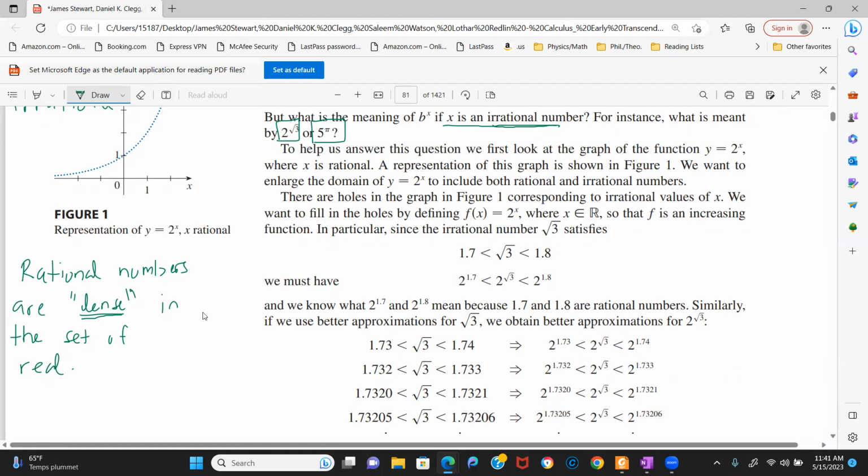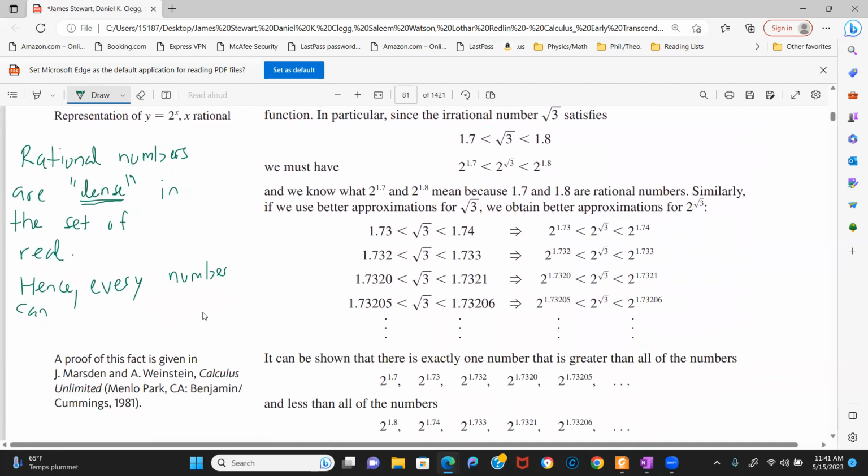And what that means is that every number can be, in quotation marks, approximated by rational numbers. And that's what we're doing over here, actually. We're approximating 2 raised to the square root of 3 power by rational numbers.